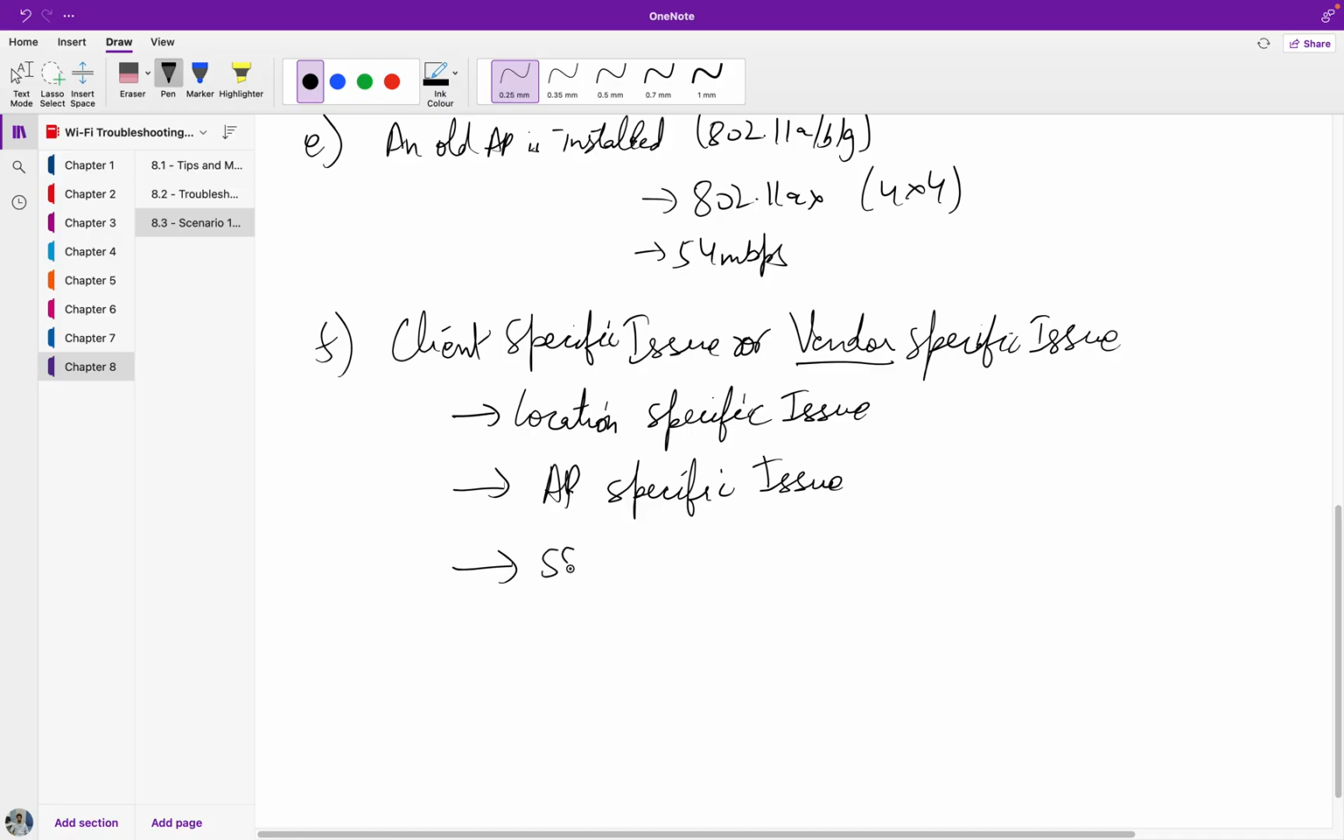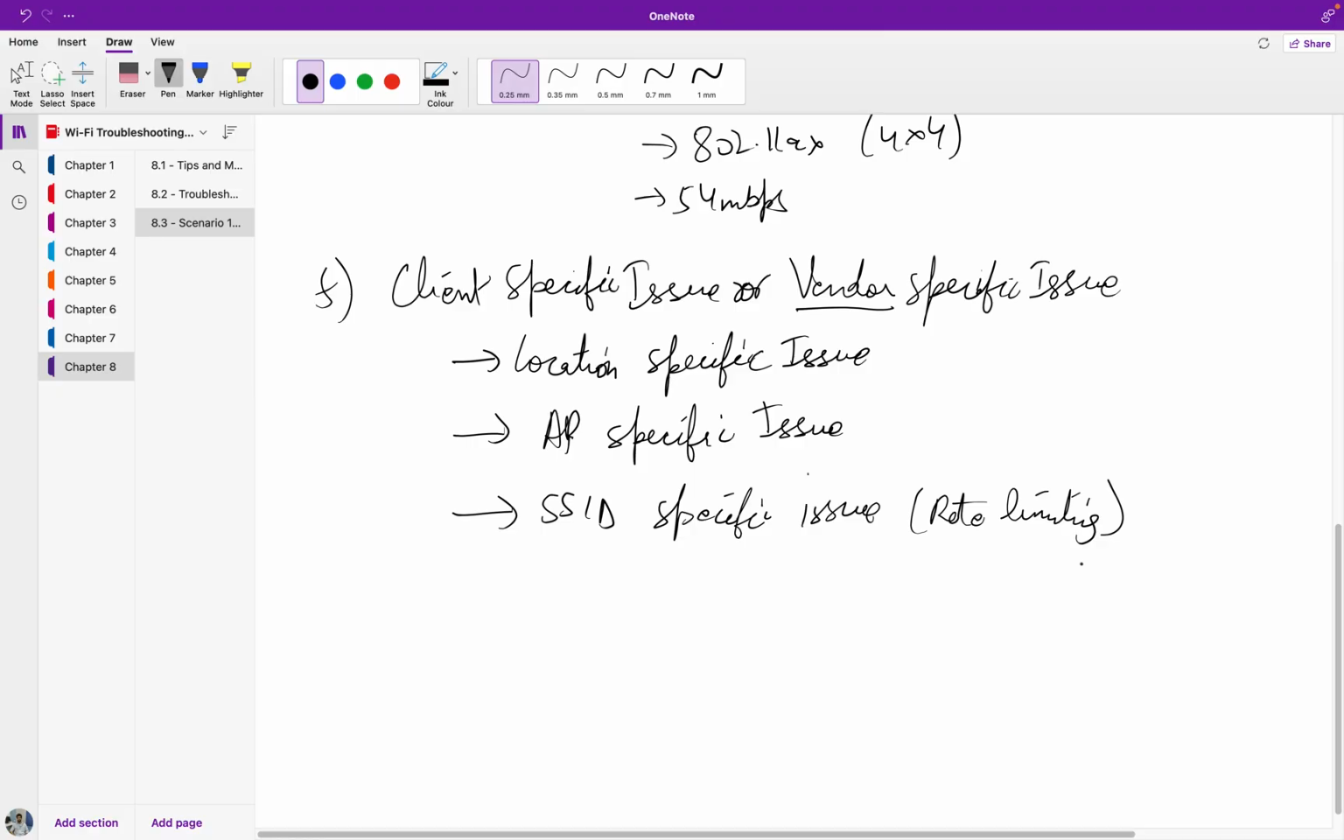It could also be an SSID specific issue, right? Only on a specific SSID the clients are facing some sort of an issue with slowness. Maybe you have enabled rate limiting. Somebody might have enabled that by mistake. Why not go and check that? These are all very common things that people miss out initially, especially when a new admin is in place. He doesn't have much experience, so he doesn't know how to approach a problem. He doesn't know where to look. So that's when confusion can happen, and that's when a lot of time can be wasted, right?